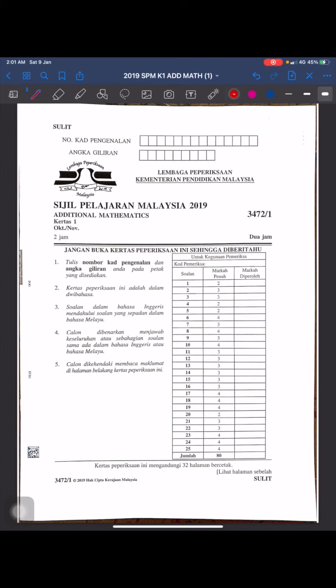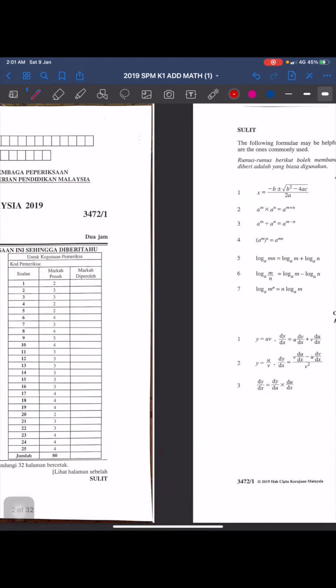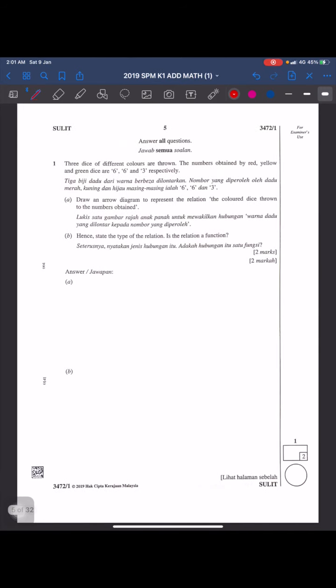Okay, untuk hari ini kita akan berbincang mengenai Sijil Pelajar Malaysia SPM 2019 bagi paper Addmaths paper 1. Okay, so kita mulakan dengan soalan nombor 1.